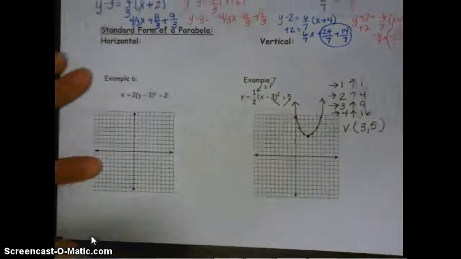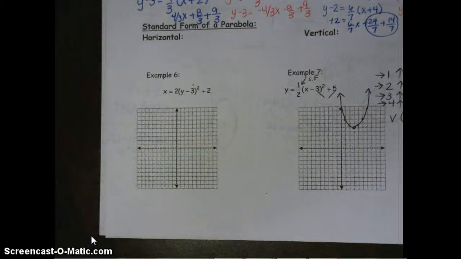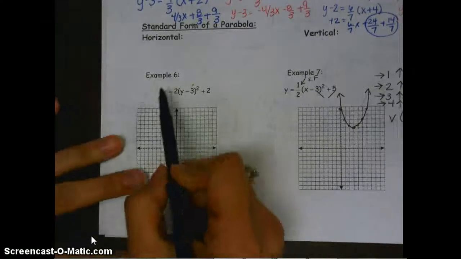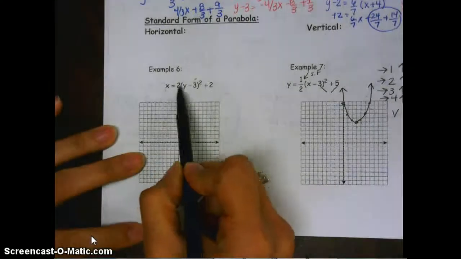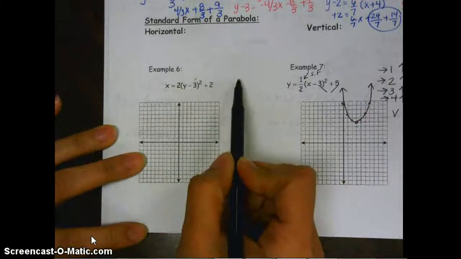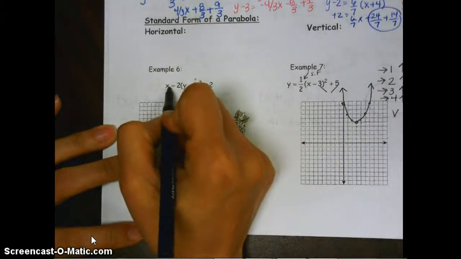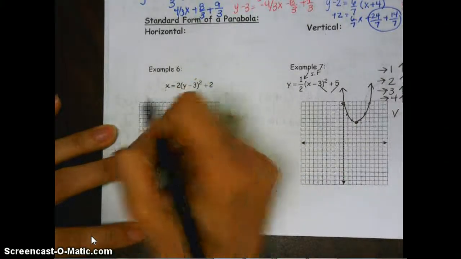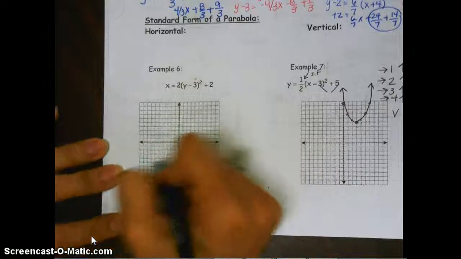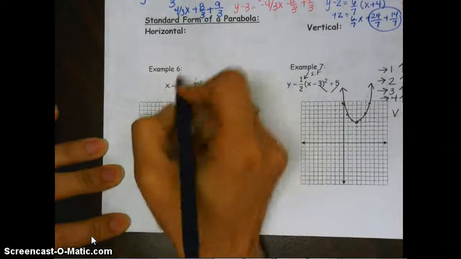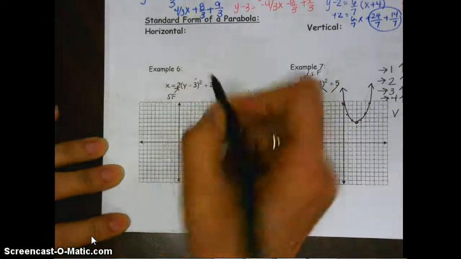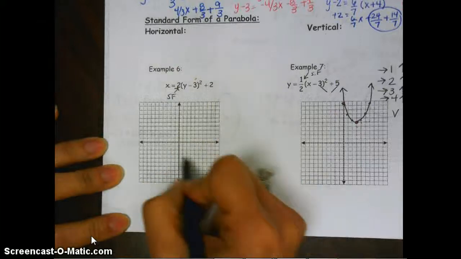Alright, now for the horizontal parabola. Notice how your equation starts off with x equals stuff. Because of this, that is an indicator that I am going to be opening either to the right or opening up to the left. Because my scale factor is positive, that means I'm going to be opening in the positive x direction, which is to the right.